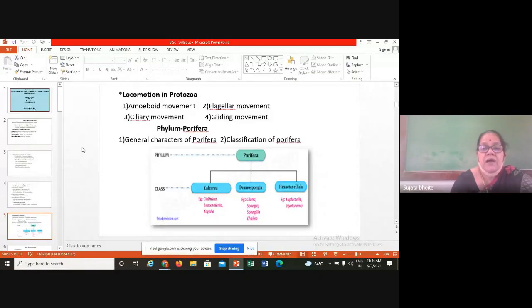Chelonia, etc. Third class is the Hexactinellida, examples Euplectella and Hyalonema. This is the classification of the Porifera.